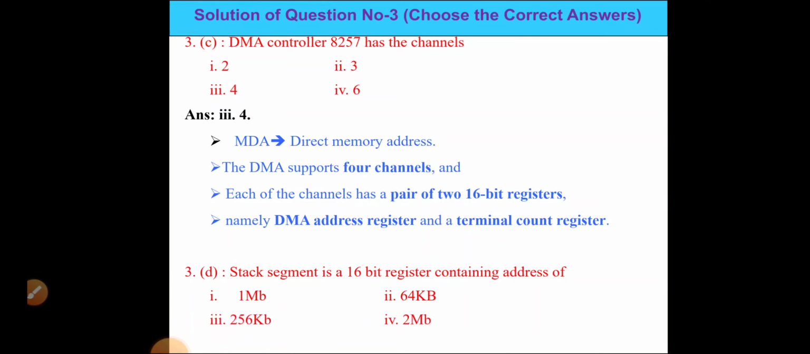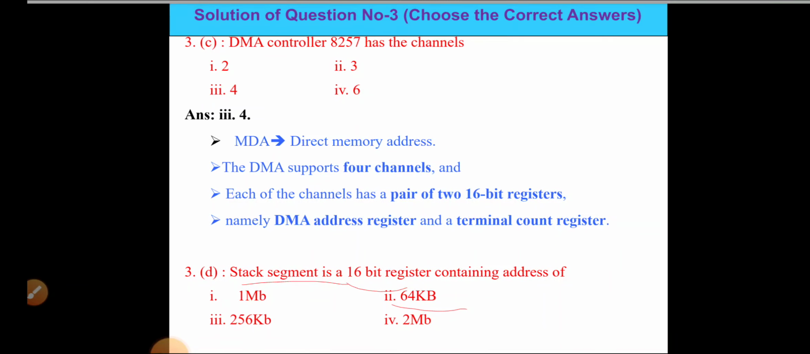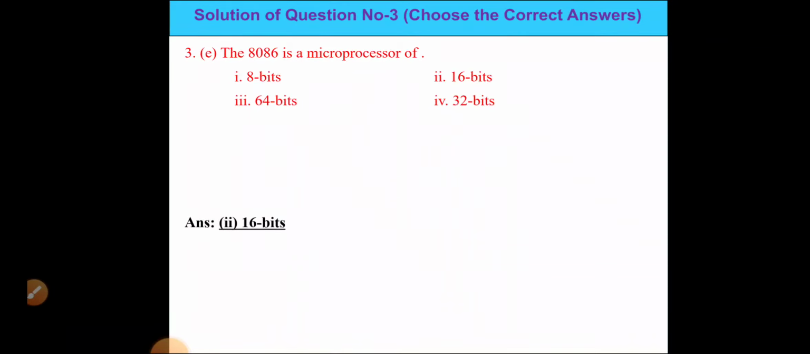Stack segment is a 16-bit register containing the address of 1 MB, 64 KB, 256, or 2 MB. So the answer will be stack segment. The stack segment has a 16-bit register containing the address of 64 KB. So 64 KB is the right answer. The 8086 is a microprocessor of 16-bit or 8-bit. It is a 16-bit microprocessor. The 8086 is a 16-bit microprocessor.